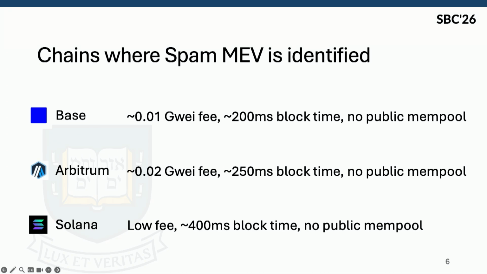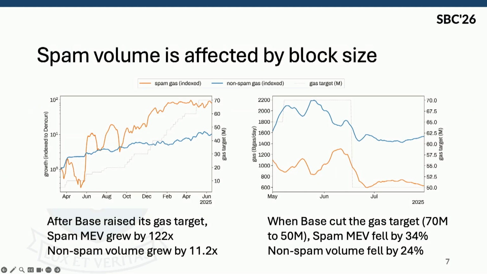So in order to understand what makes this spam MEV possible and what shapes their behavior, we need to pick out some of the possible parameters. Let me give you an example with the statistics that we did. Firstly, spam volume is affected by the block size. We ran some statistics on the Base and Arbitrum blockchains, and these are the numbers we got from Base.